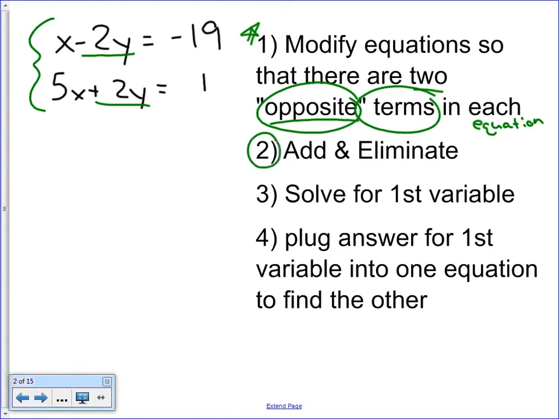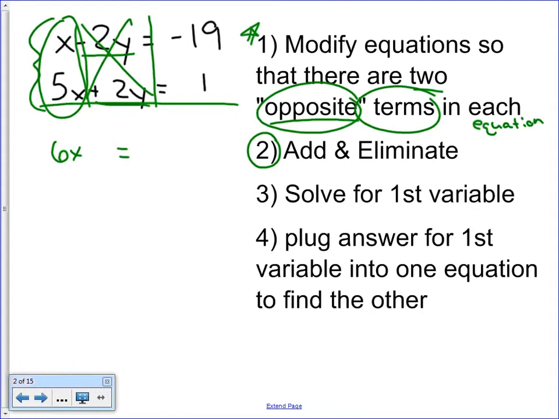The second step is to actually add the two equations together. It sounds kind of strange, and you'll see what happens. I like to make a little line here, and these little vertical lines, so you know what you're adding together. The x and the 5x give me 6x. Now the negative 2y and positive 2y, because they are opposites, I'm just going to cross those out, so that zeroes out. So 6x equals, well, negative 19 plus 1 gives me negative 18. Okay, so that was step 2.